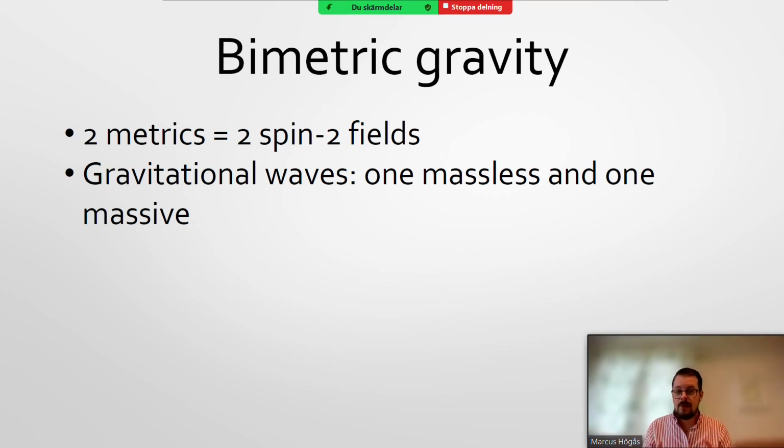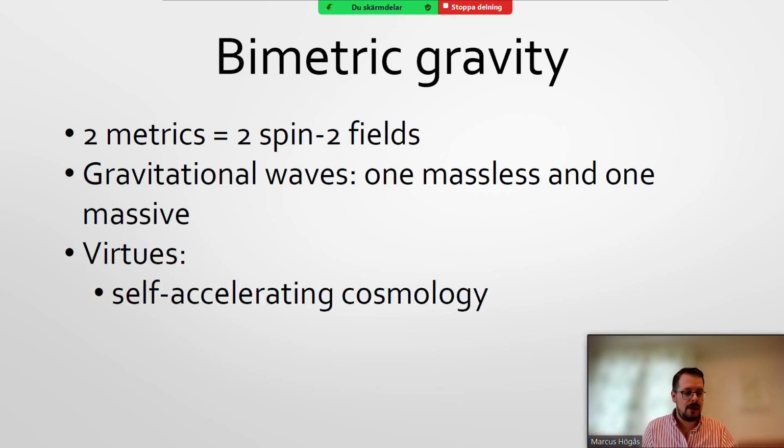Let me also mention some of the virtues of bimetric gravity. So one interesting feature is that it can account for the accelerated expansion of the universe without having to introduce a cosmological constant. Here instead, the accelerated expansion is due to the interaction between the two metrics. And these cosmologies are referred to as self-accelerating cosmologies.